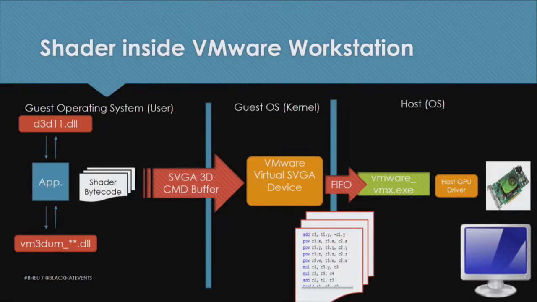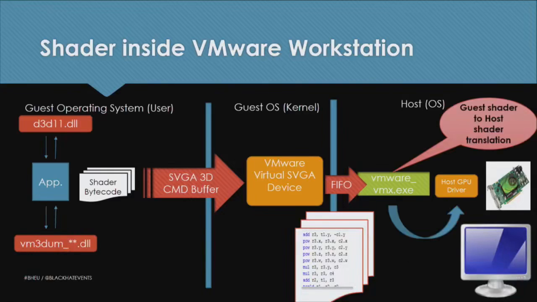Once we have received the raw shader bytecode inside the host operating system, the shader bytecode doesn't necessarily have to be compatible with the host. So the VMware VMX process will have to do some translation, parsing, and conversion to make the shader bytecode compatible with the host operating system. Once this conversion and translation is done and the GPU has rendered it, we see some graphics special effects on the screen.